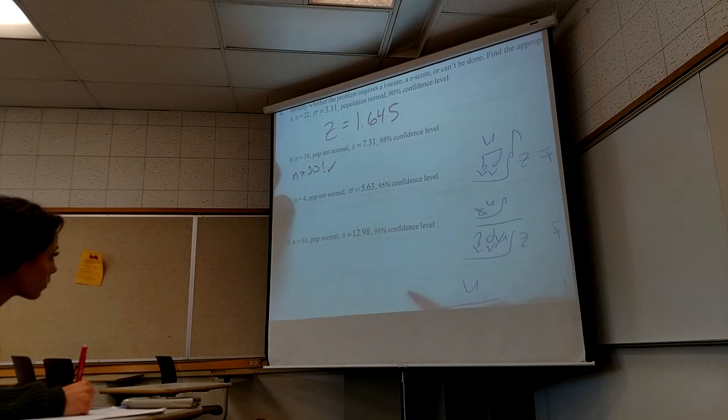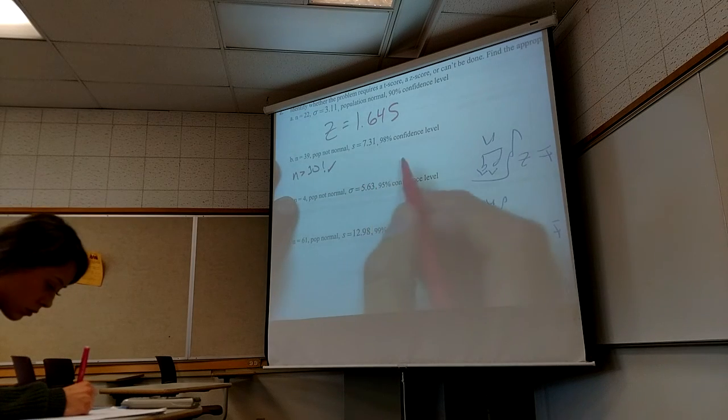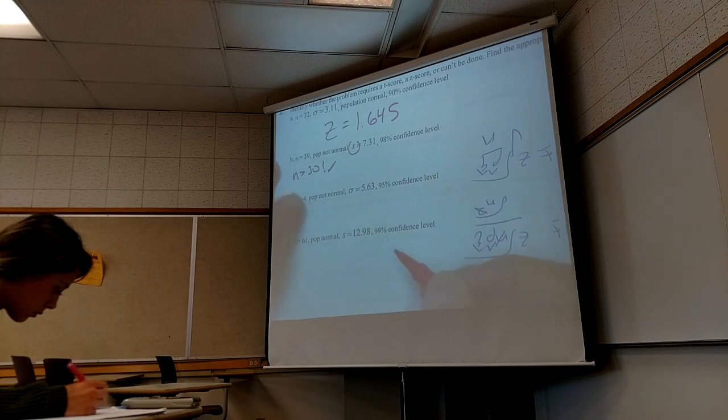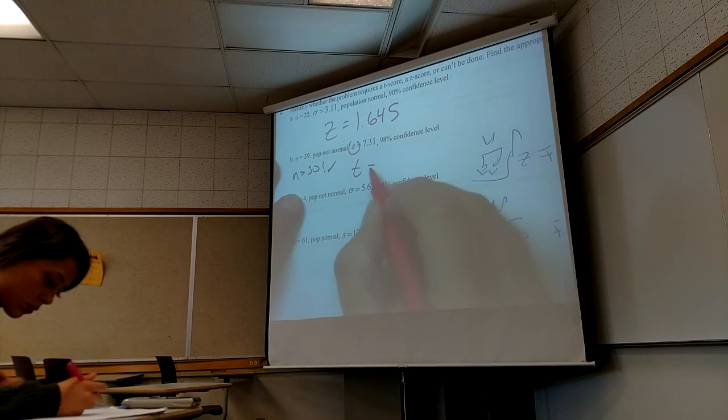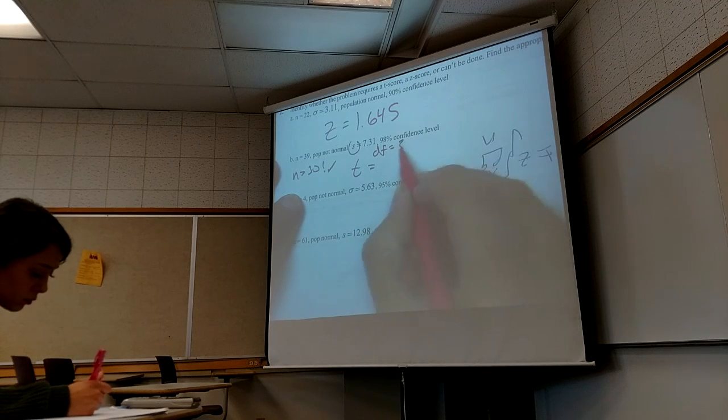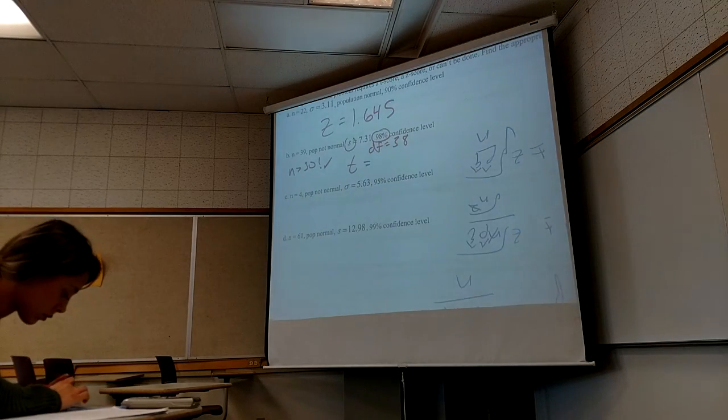Do I use Z or T now? What do I look at? T. Why T? Because I only know S. I don't know sigma. So T-scores. So how do I figure out what the T-score is? What's the degrees of freedom? 38. I want to be 98% confident.